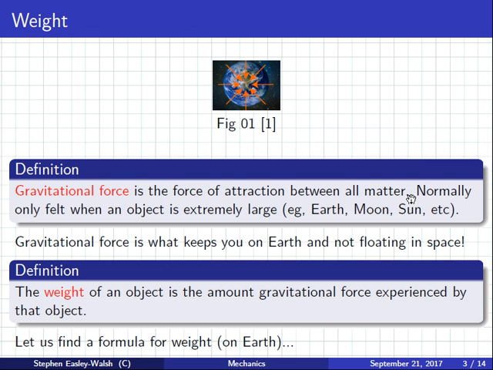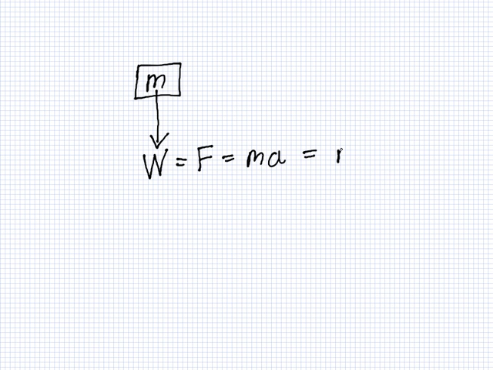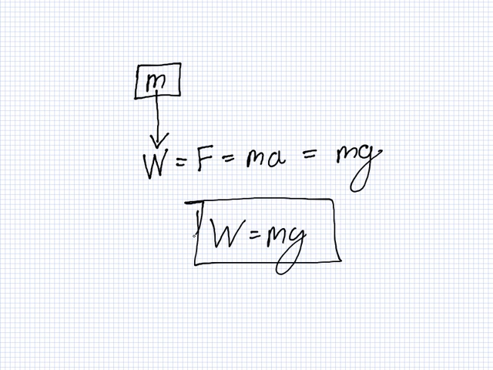Okay, so let's find the formula for weight on Earth. I think this is quite straightforward, but we'll do it anyways. So you have a mass m, and it's being pulled down by this weight force. But weight is a force, so it's equal to F. And Newton says F is equal to ma. And we learned that the a is gravity's g. So we just end up with this very simple formula. Weight is mass multiplied by g. Very straightforward. So note this, please. Okay, continue.